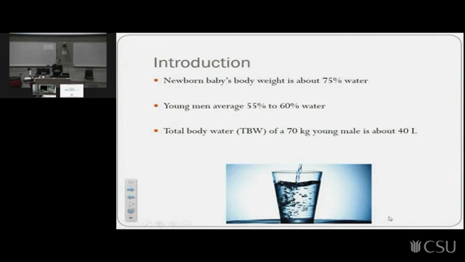So a newborn baby's body weight is about 75% water. As the baby starts to excrete and get rid of some of this excess water, its weight can start to reduce after the first day or so. Young men have an average of 55 to 60% of their body mass as water, and the total body water, or TBW, of a 70 kilogram young male is around 40 litres.